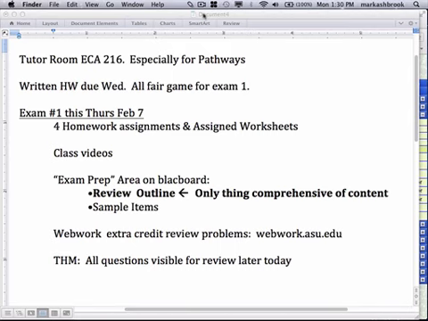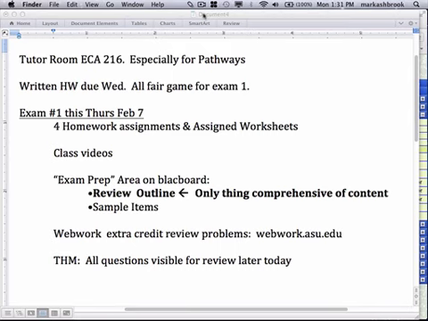Here's all the resources you have for studying. You have the four homework assignments, and all the stuff that I've assigned in the workbook in terms of worksheets. All the class videos are posted. There's an area on Blackboard called class videos. Go back and watch those, especially ones from the first couple weeks of class, because you may have totally forgotten that we covered that stuff.